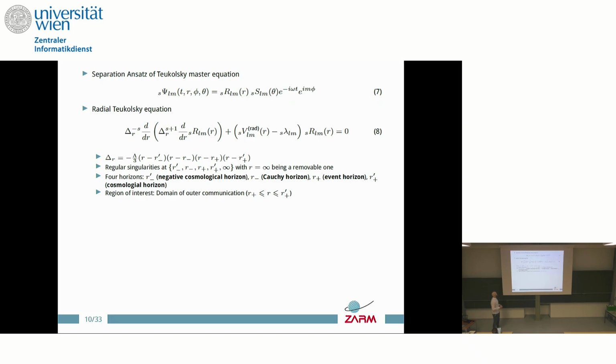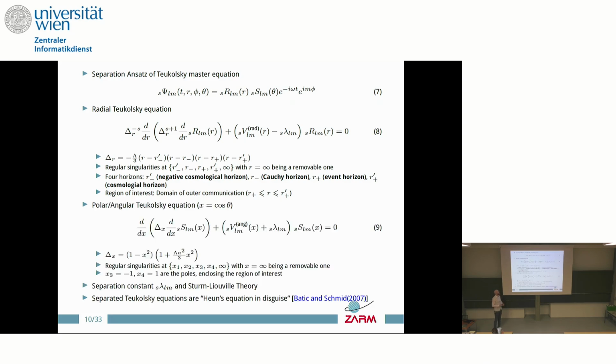The polar Teukolsky equation has a very similar structure. It is also a polynomial inside of this parenthesis, which is characterizing the behavior of this differential equation, and four or five regular singularities, again, infinity being removable. And the region of interest is between x3 and x4, which in principle are our south and north pole. So this is also our region of interest where we narrow down now.